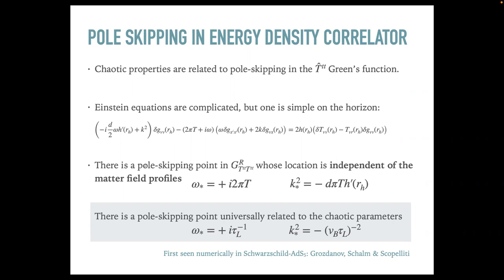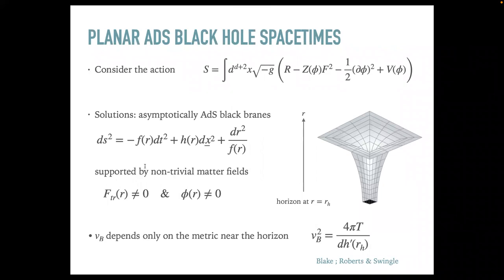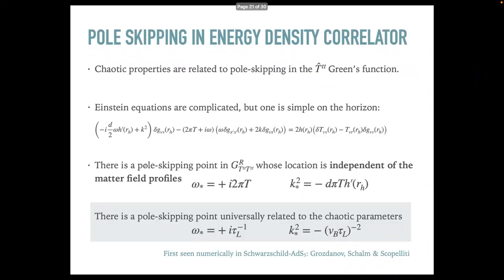However, if I look more closely at the Einstein equations, one of them is extremely simple. If I just look near the horizon, one of these Einstein equations becomes very simple. So it has this form here. I have my metric perturbations on the left-hand side, and my matter field sources on the right-hand side. Almost obvious just from staring at it, if I turn on this relatively general set of matter fields, what I'll find is that the right-hand side, the matter contribution, just vanishes. It's exactly zero on the horizon. So this Einstein equation on the horizon is independent of the matter fields, assuming I started off with the action I did.